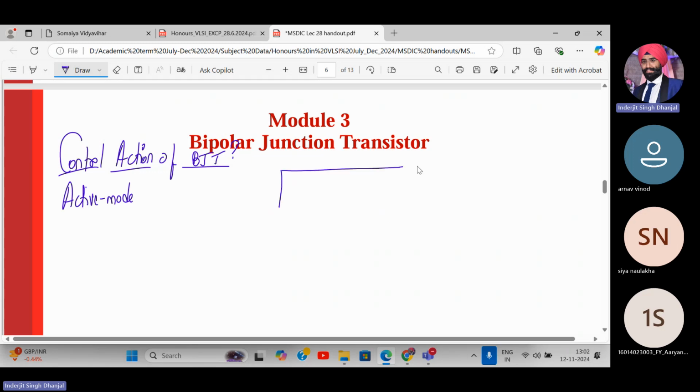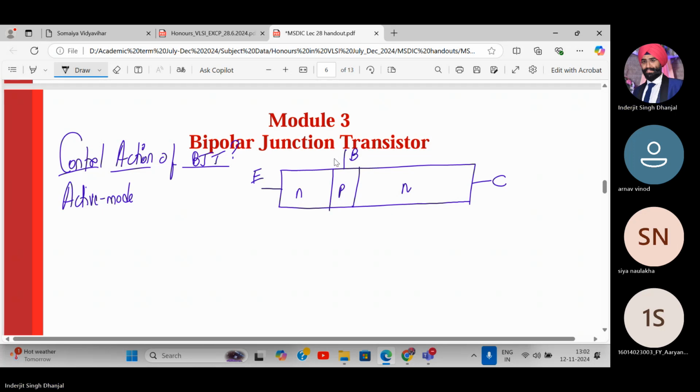Let's say this is my BJT. I have my emitter over here, I have my base over here. This is N, P, N. This is emitter, base, collector. Now, in the active mode of BJT, we consider the base emitter junction to be forward biased, right? So how do we connect it forward bias? This is N, so the negative will go here and positive here. So this is VBE, forward bias.